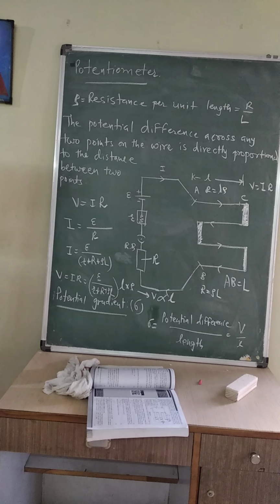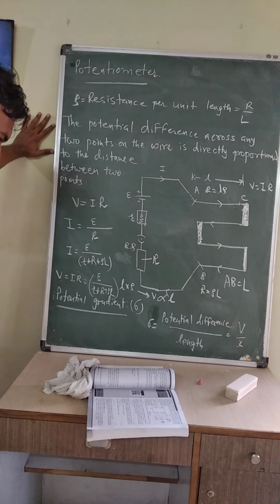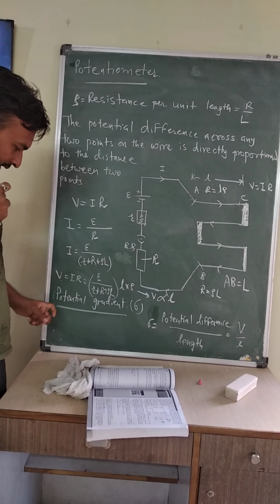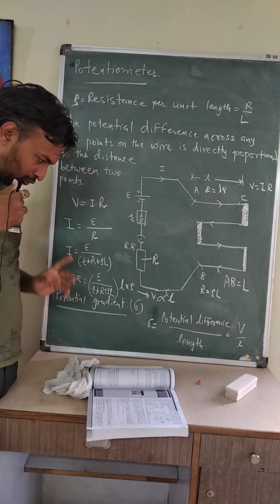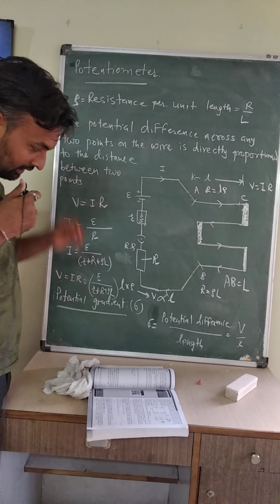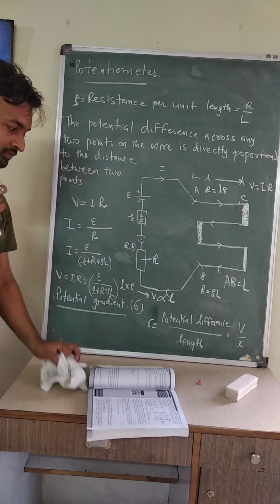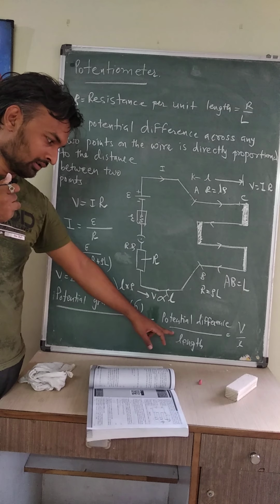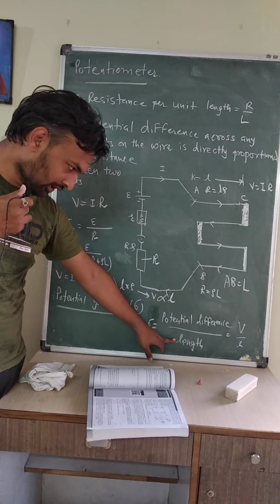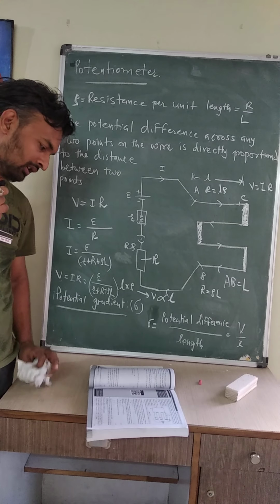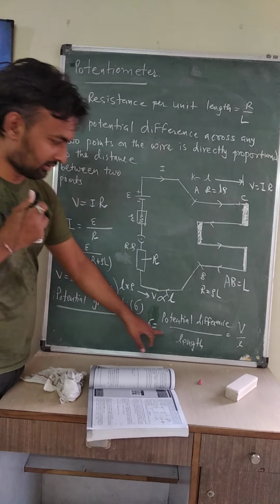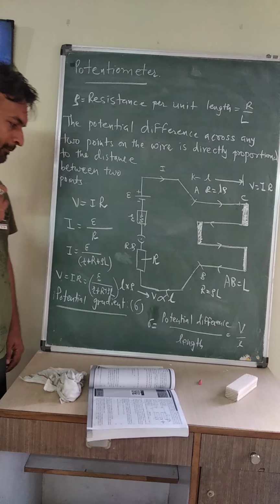I hope up to this it's clear to you. One more terminology we will use in this theory is the potential gradient. So what is the potential gradient? The potential difference between any two points per unit length is known as the potential gradient. So the potential gradient is equal to V upon L.